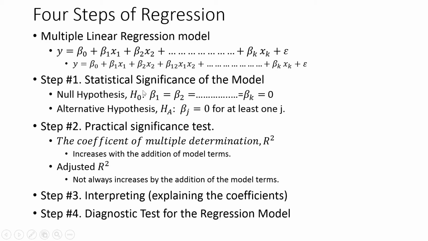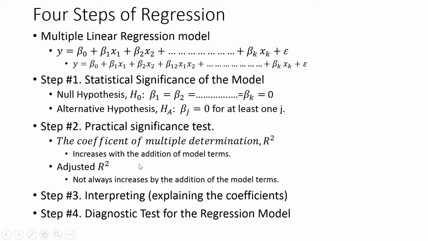means there is no effect of x1 on y. So if we change x, nothing happens to y. So that's what this means. And then the alternative hypothesis is if any of them is not equal to 0. When we see the model is statistically significant, then we go for practical significance.